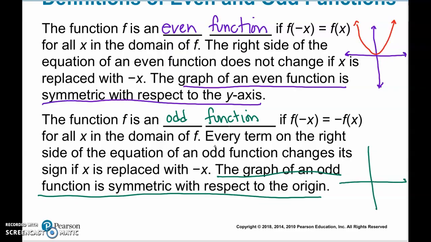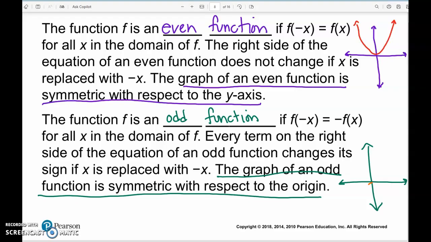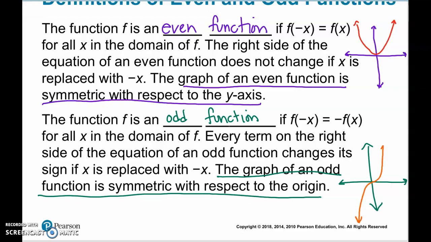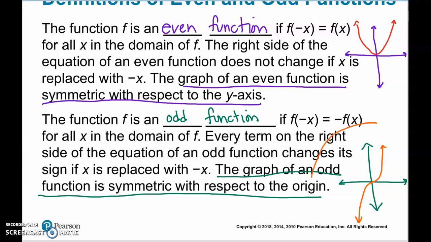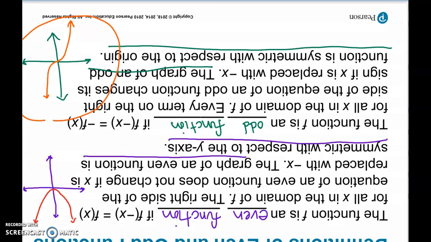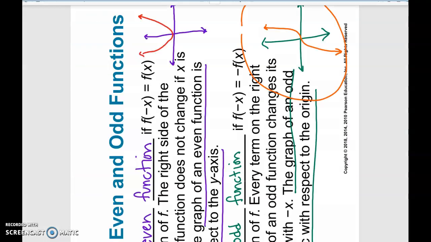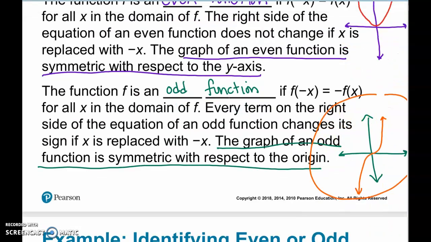So let me show you an example of what the graph would look like if it has symmetry with respect to the origin. So here we have a graph. This has symmetry with respect to the origin. If you were to take this graph, take a look at this graph here, and I rotated it 180 degrees, it looks exactly the same. That is symmetry with respect to the origin. So it looks exactly the same if you rotate it 180 degrees, so upside down.